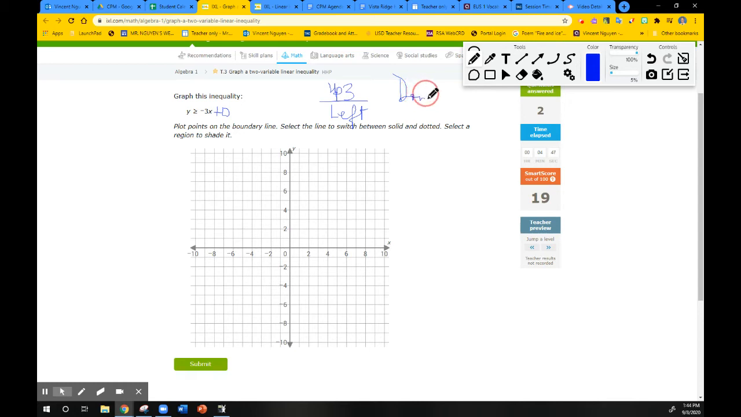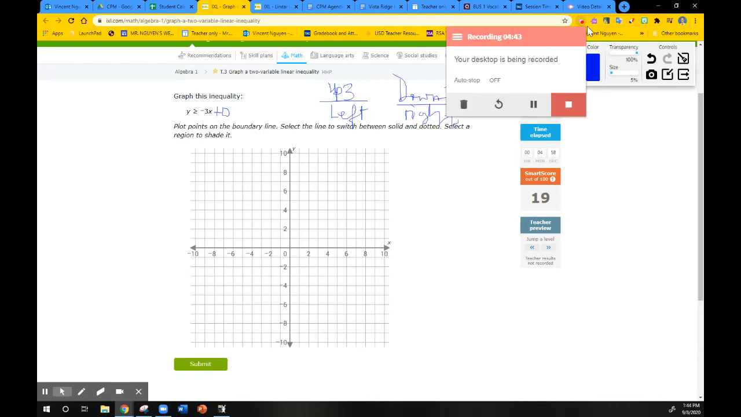Down 3 to the right 1. So either way you do it, sorry, interrupt again. Let me pause. Sorry about that, guys. It's constant interruption at school.